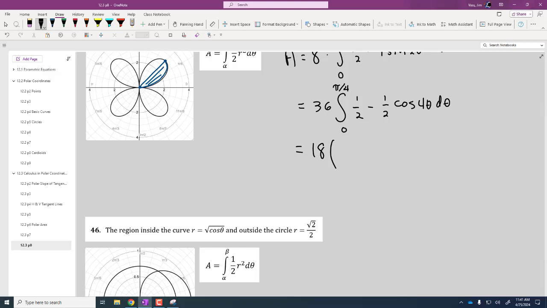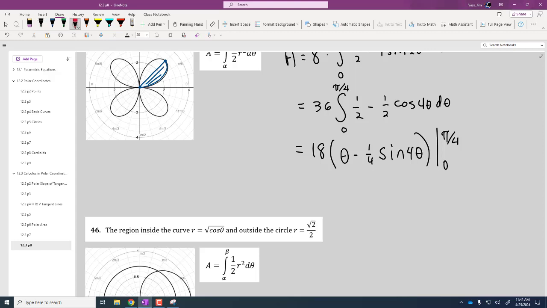And then let's integrate. If we integrate 1, we get theta. If we integrate cosine, we get sine of the same angle. But then what do we do with that 4? Divide by 4, so minus 1/4, 0 to pi over 4. Integrate cosine and get sine. Reverse chain rule says divide by the 4. We already factored out the half. Half turned that 36 into an 18.